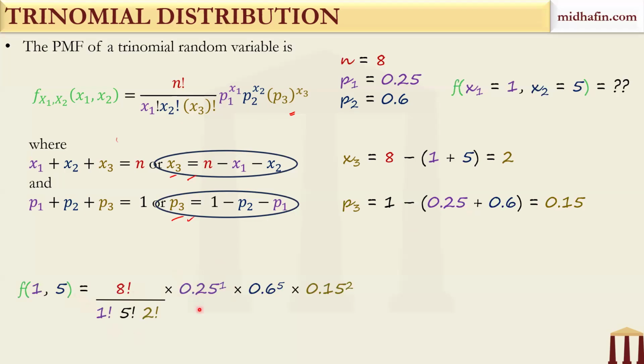F(1,5) is equal to 8 factorial divided by 1 factorial times 5 factorial times 2 factorial, multiplied by 25% raised to the power 1, 60% raised to the power 5, 15% raised to the power 2.